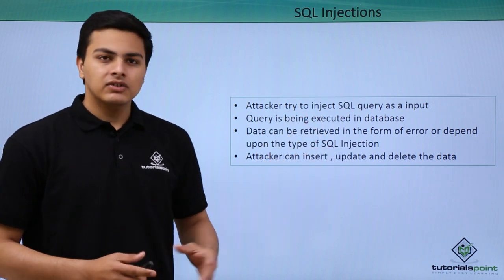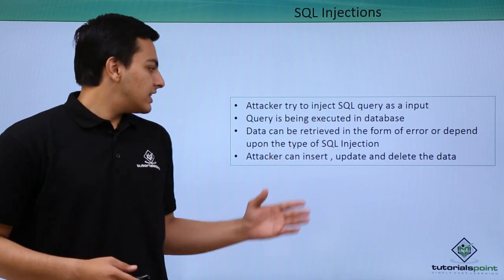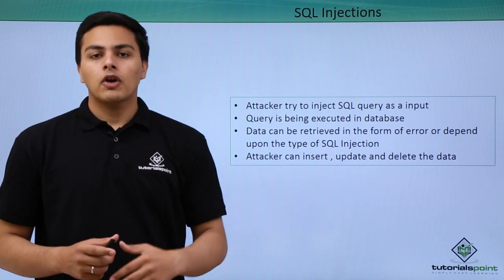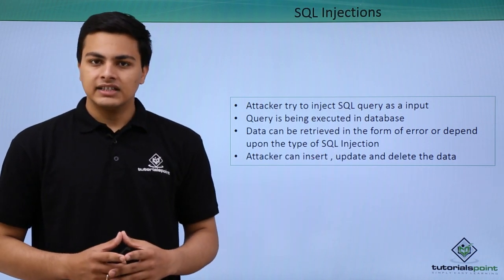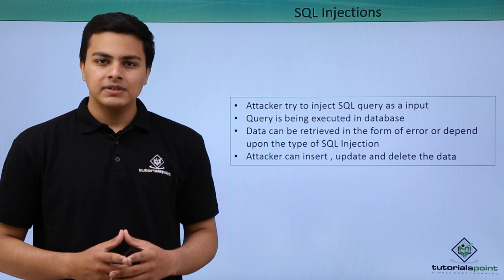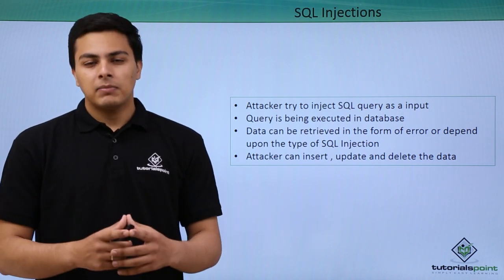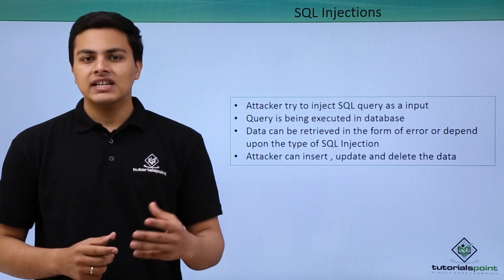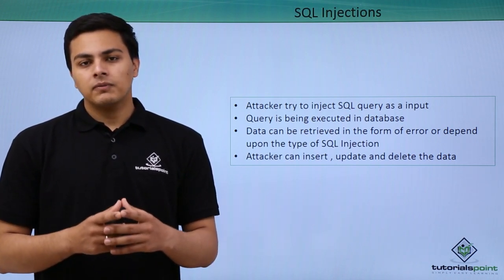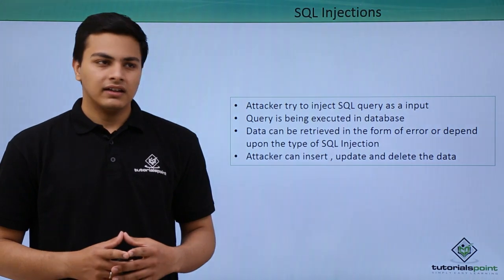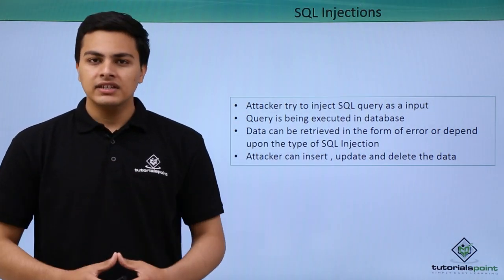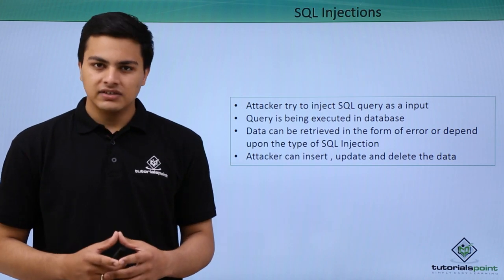So with the help of SQL injection, the attacker can insert something, update something, and even delete something from that remote database. SQL injection is of various types like error-based SQL injection, blind SQL injection, time-based, and Boolean. Depending upon the SQL injection which the attacker has found, we can retrieve the data. Now let's see how we can inject SQL queries inside the web applications.